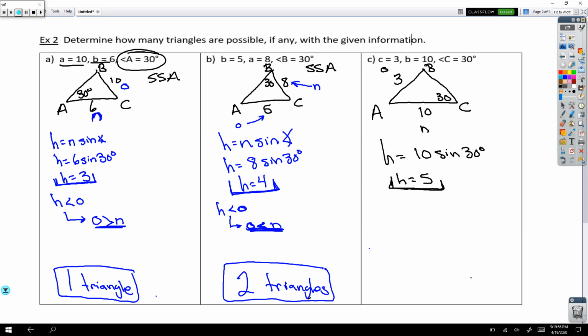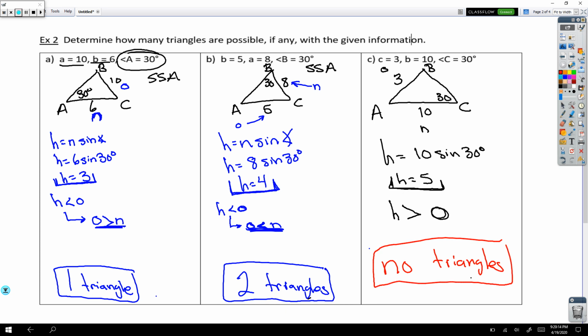So let's compare that to the opposite side. Here we have h is greater than my opposite side. When that happens, we have no triangles. Alright? So let's take this a step further now, and after we determine how many triangles we have, then we're going to use the law of sines to solve that triangle.